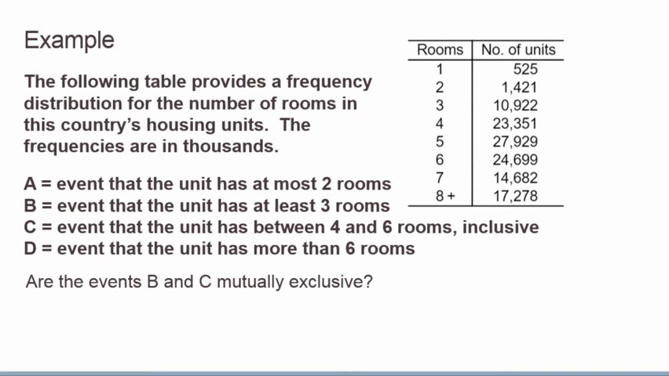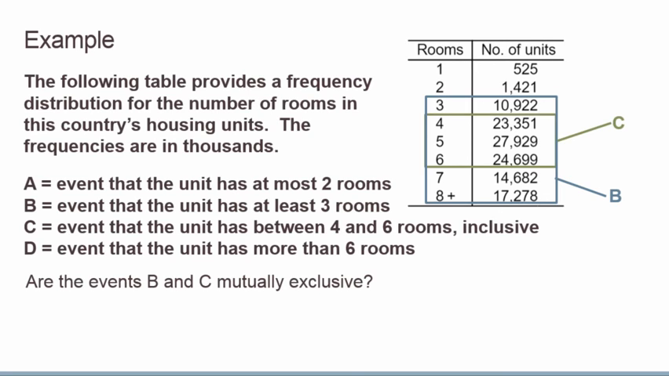Continuing with our example, are the events B and C mutually exclusive? For event B, we have 3, 4, 5, 6, 7, 8+ rooms. Event C, we have 4 and 6 rooms inclusive, so that's 4, 5, and 6. Since event B and event C share 4, 5, and 6, no, they are not mutually exclusive.